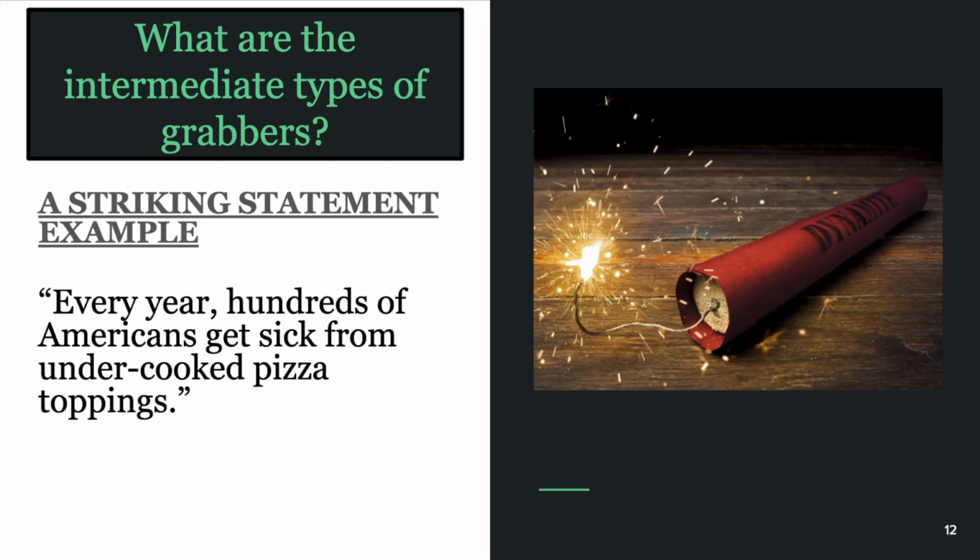And so, our pizza example with a striking statement is, every year, hundreds of Americans get sick from undercooked pizza toppings. So, maybe people don't have awareness that undercooked pizza can make you sick, and so that's a little bit jarring, but it's not over the top.